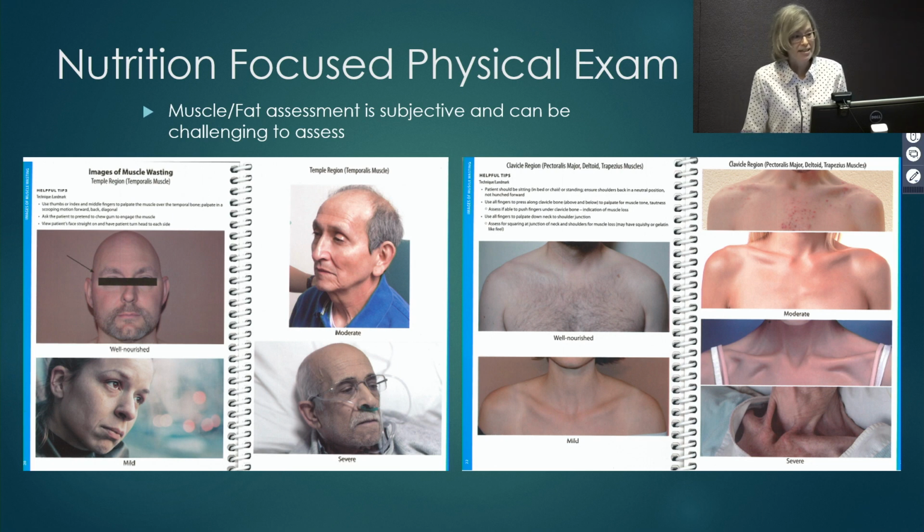So we're not going to go through an entire nutrition-focused physical exam, but this is a good spotlight on a couple areas that are easy to see with our patients that are gowned up and have their hospital blankets pulled up around them. The first one is the temple region. And you can see from these pictures that it's a little bit subjective, and so that's why it's only one of the things that we use.